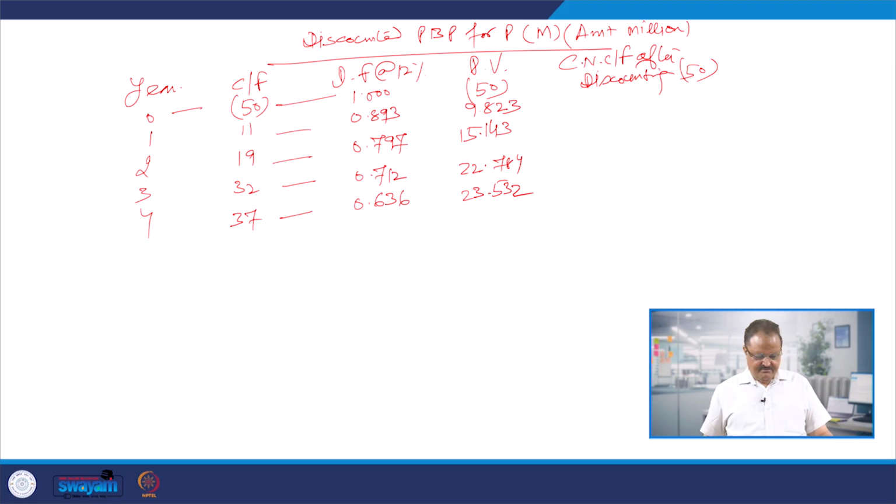So, for recovering this 50, the first inflow is going to be 9.823 when we recover it. So how much are we left to recover? We are left to recover 40.177, right. And the next amount you are recovering is 15.143. So after this we are left with 25.034 to recover.